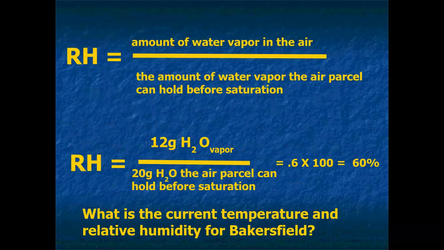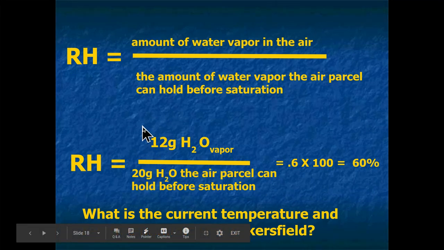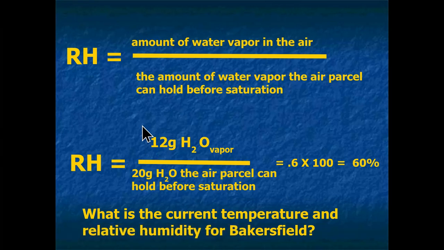So again, we said earlier that relative humidity equals the current amount of water vapor in the air, divided by the amount of water vapor the air parcel can hold before saturation. For my example, I currently have 12 grams of water vapor in the air. That's been measured, 12 grams. And the air, given its temperature, which is not listed here, can hold 20 grams of water vapor before it becomes saturated. So if I only have 12 in there and it can hold 20, then relative humidity would be 12 divided by 20, which is 0.6, but we're going to make that a percent, so we multiply by 100, and that becomes 60% relative humidity.